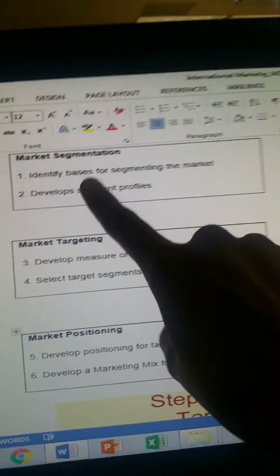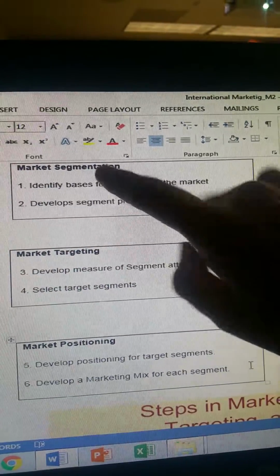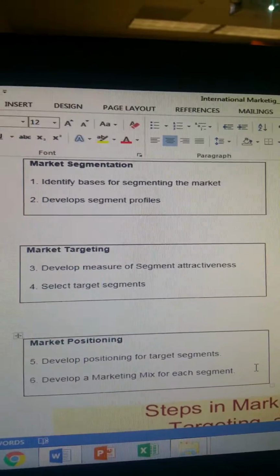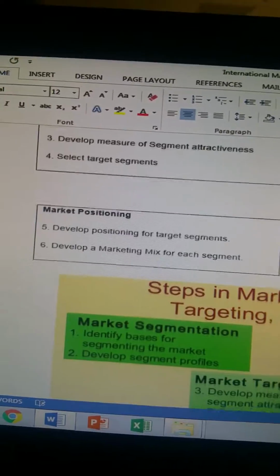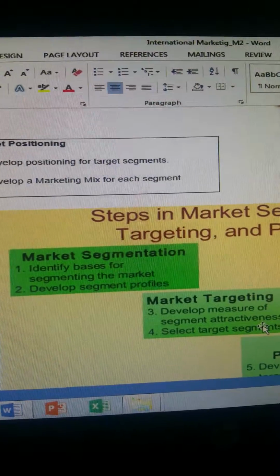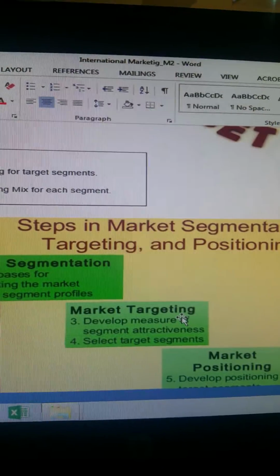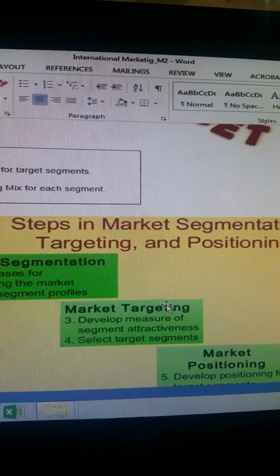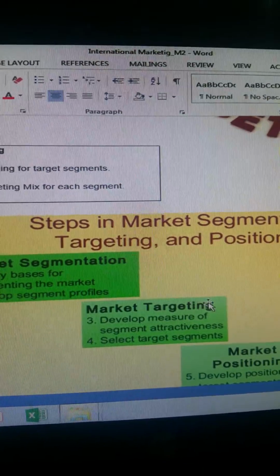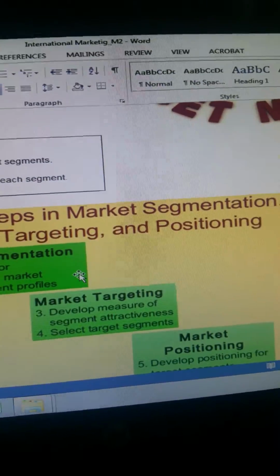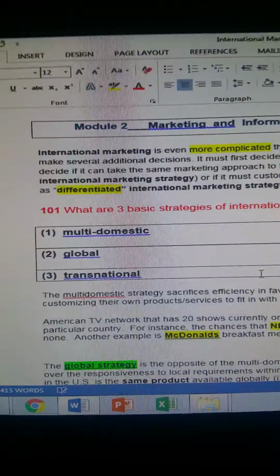Okay, so market segmentation, I divide it like that, S, T, and P. Somebody, please, what does STP stand for? Segmentation, targeting. The last one? Positioning, sorry. Okay, STP: segmentation, targeting, positioning. Very good.